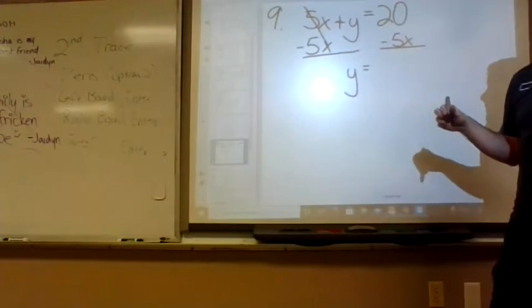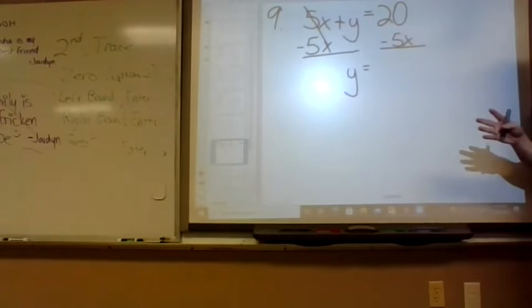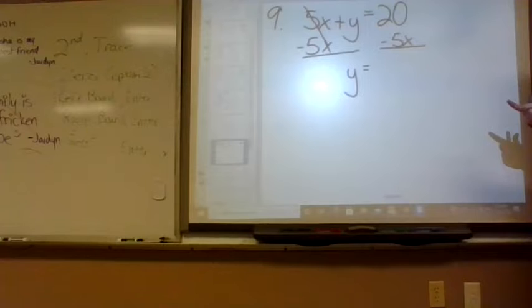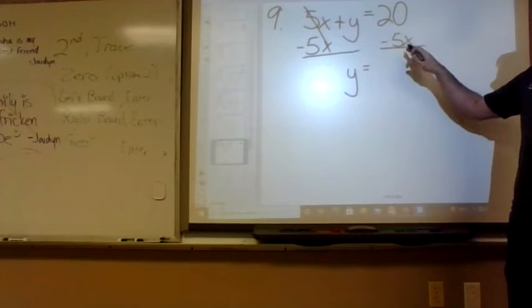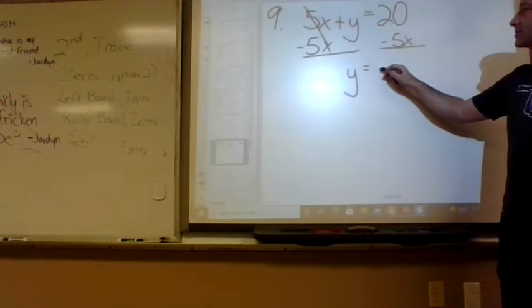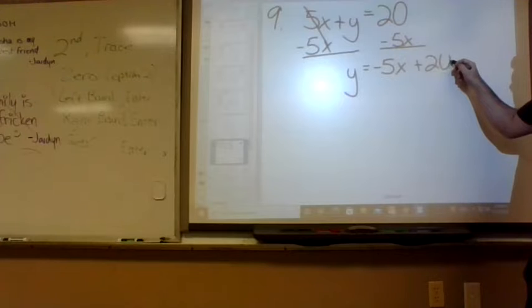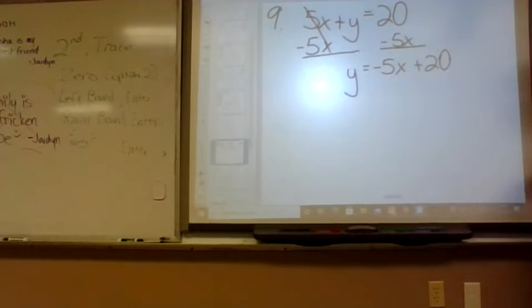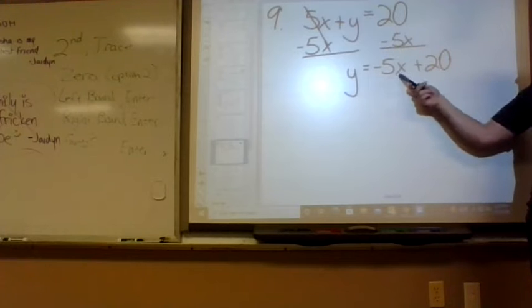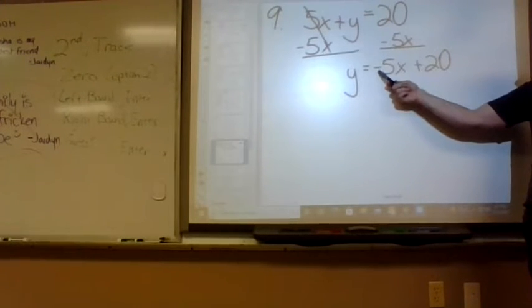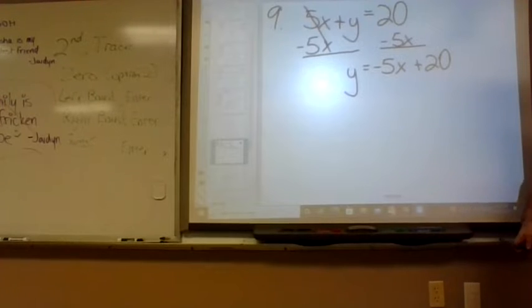Does 20 minus 5x work? You could write 20 minus 5x, but instead, I'm going to write it in the opposite order: minus 5x plus 20. There is a reason we're doing that, but it's a next week thing. I just want you to get in the habit of putting the x in front. 20 minus 5x is the same thing as negative 5x plus 20. The negative matters and the positive matters, but the order doesn't really matter.